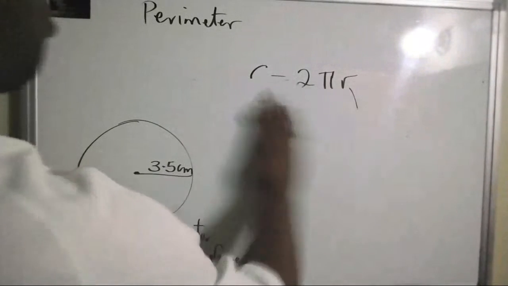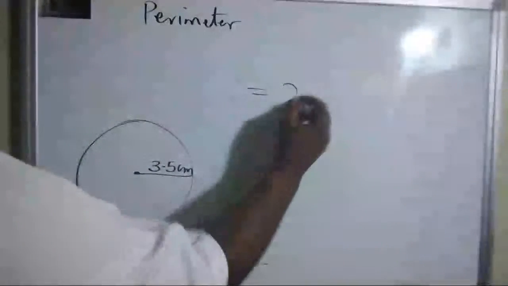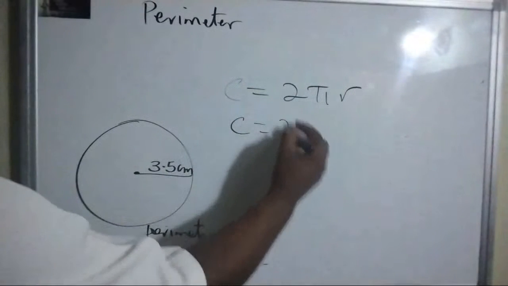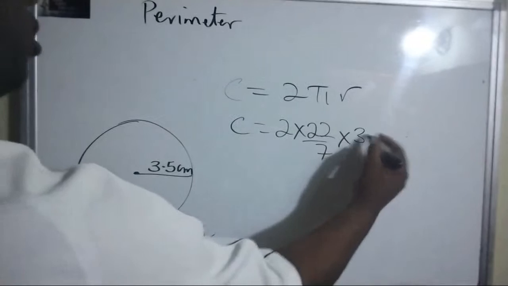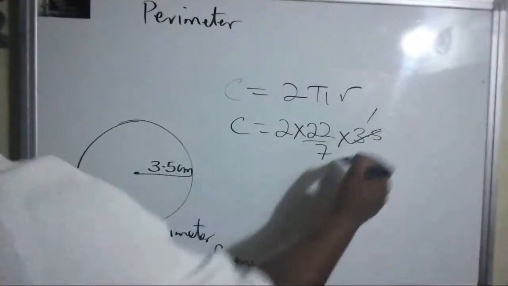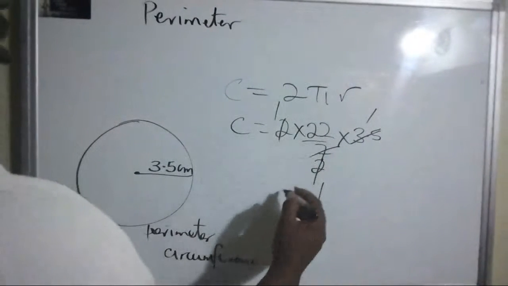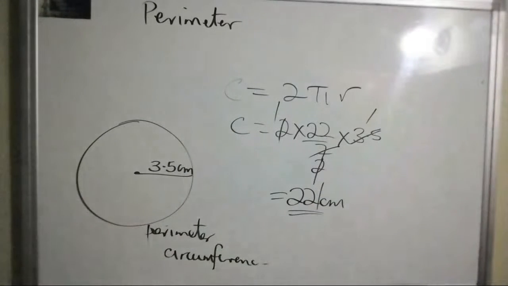Guys, remember this formula. Circumference is equal to 2 pi r, right? So in this case, pi is 22 over 7 times 3.5, which is the radius. You can say 3.5 into itself 1, into this 2, 2 into 2, 1, 2 into this 1. So that is 22 centimeters. Alright? Let us see how well you guys can handle this one now.